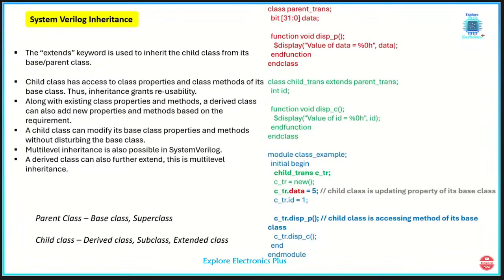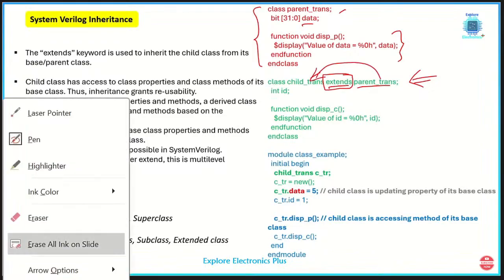Directly we can go with the example now. This red color indication is a parent class. The name itself is parent_trans. It has a data. Now we have a function also inside that parent class. Now I am creating a child class over here and I am inheriting the properties of the parent class. How can we do that? Class child_trans extends parent_trans. This extends keyword is used over here to get all the properties and methods of the parent class into the child class. Okay, let us see further.